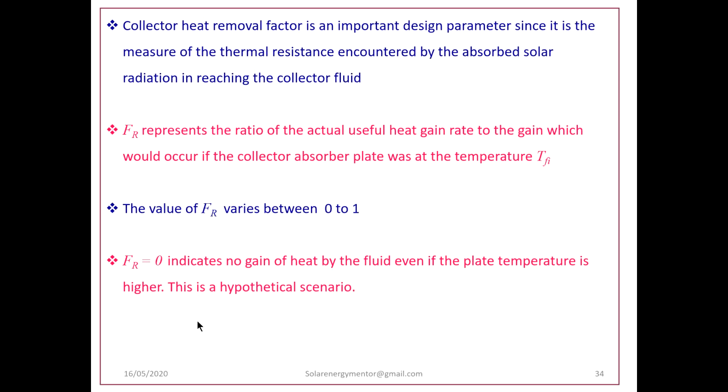If the temperature of the fluid and the temperature of the plate remain the same, then the value of Fr will be very high. The value of the collector heat removal factor Fr varies between 0 and 1. Fr equal to 0 indicates no gain of heat by the fluid, even if the plate temperature is higher. This is a hypothetical scenario. If the plate becomes hot, somehow the fluid is going to get the heat. If the fluid is not getting heated, then Fr becomes 0.